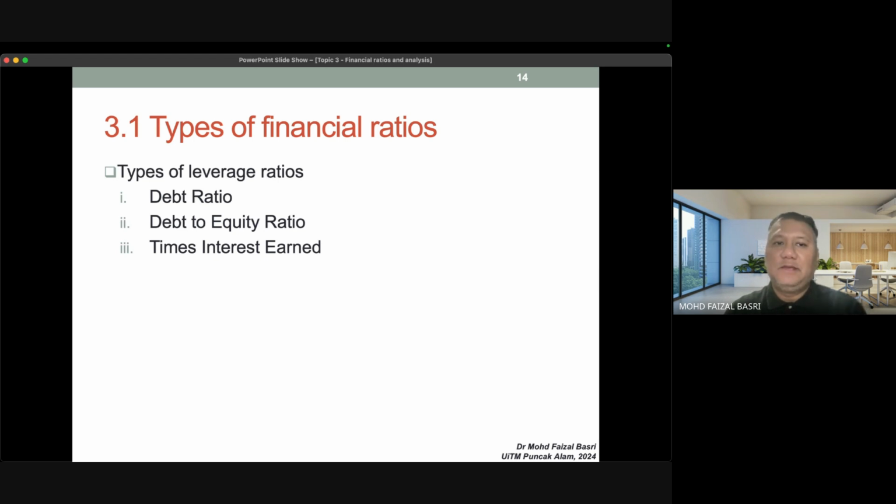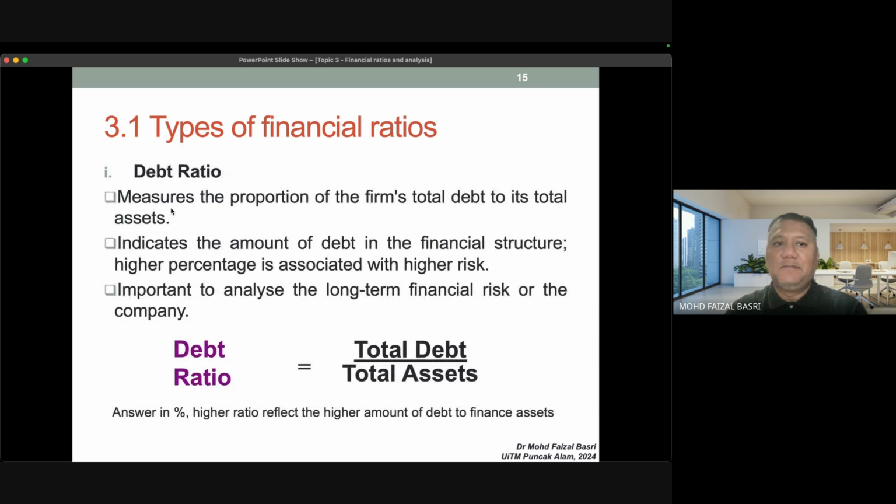ratio. Okay, so for example, number one is called debt ratio. So let's look at number 1. So debt ratio measures the proportion of the firm's total debt to its total assets. So satu lagi nak bagi tahu in terms of the name of the ratio, debt ratio has an alternative name. Nama lain dia adalah debt to asset ratio. Hence, can you see the proportion is between the total debt to its total assets. So debt over total assets.